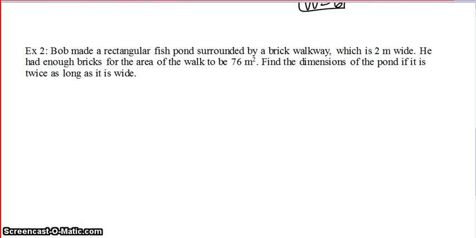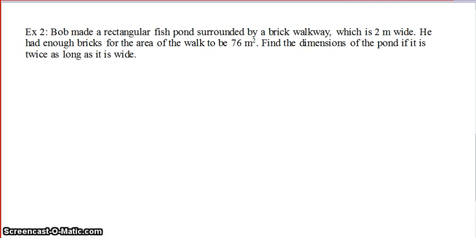Next one. Bob made a rectangular fish pond surrounded by a brick walkway, which is 2 meters wide. He had enough bricks for the area of the walkway to be 76 meters squared. Find the dimensions of the pond if it is twice as long as it is wide. Okay, so drawing first. This is my rectangular pond, okay? And I know that the pond is twice as long as it is wide. So if this is W, then this has to be 2W, okay?